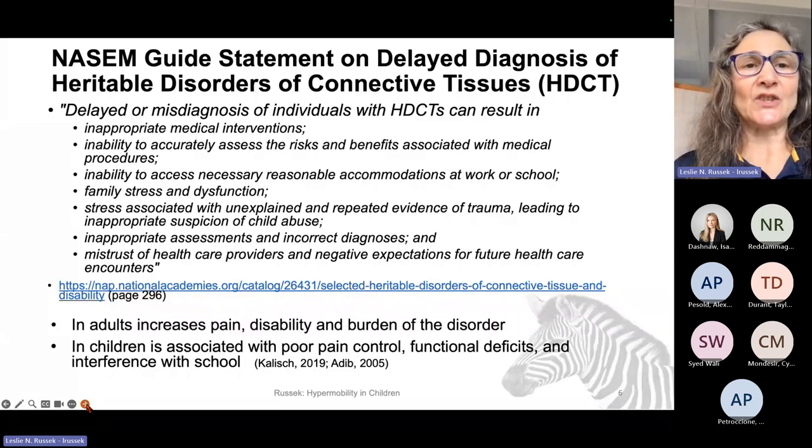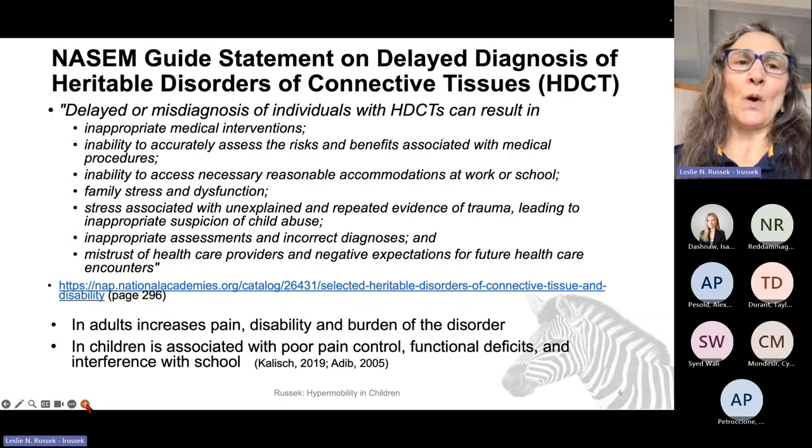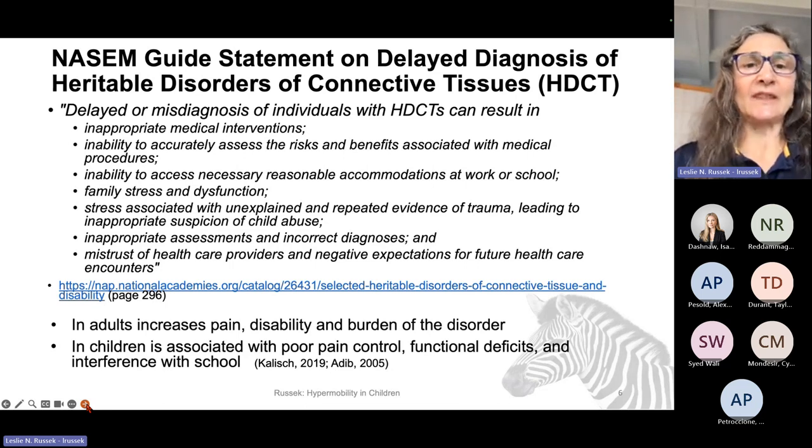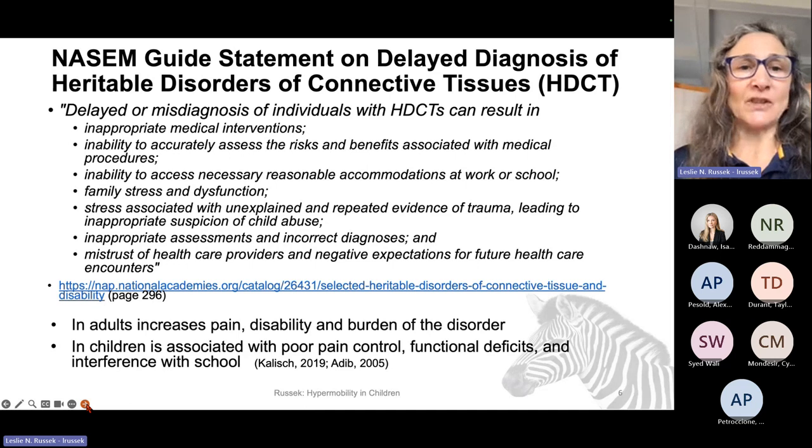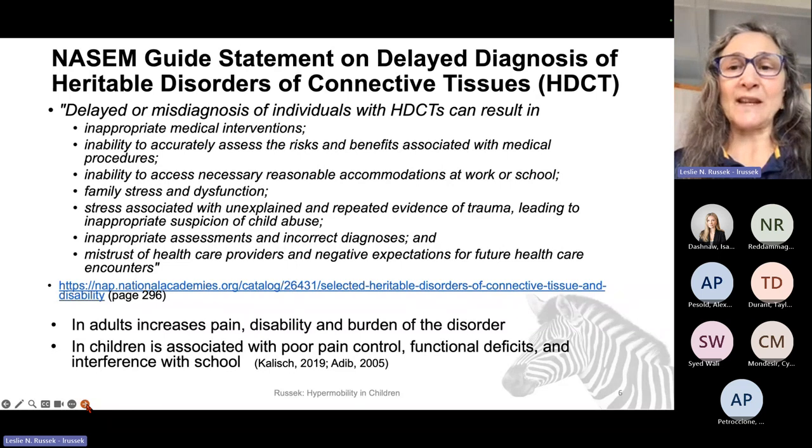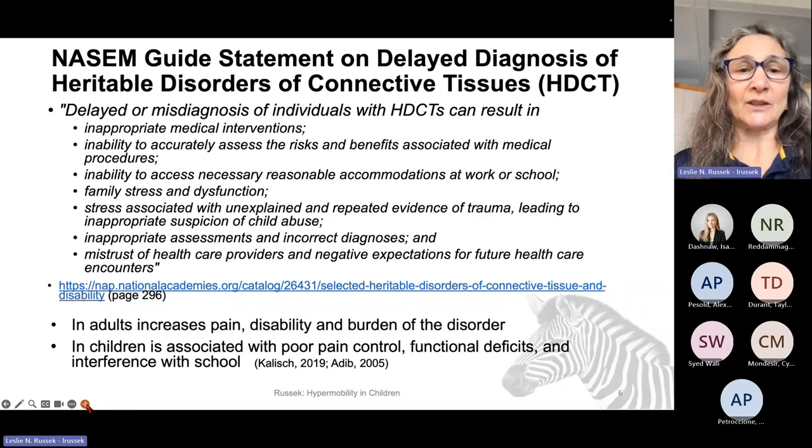The National Academy of Sciences, Engineering, and Medicine has developed a guide for heritable disorders of connective tissue, of which hypermobility is the lead one. And they have a statement on the consequences of delayed or misdiagnosis that I think it's worth taking a moment to go through, that it can lead to inappropriate medical interventions, inability to accurately assess the risks and benefits associated with medical procedures, inability to access the necessary accommodations, family stress and dysfunction, stress associated with unexplained and repeated evidence of trauma, which can lead to inappropriate suspicion of child abuse, inappropriate assessments and incorrect diagnoses, and mistrust of healthcare providers and negative expectations for healthcare encounters. And so these are all the things that we want to avoid by recognizing these patients early on.